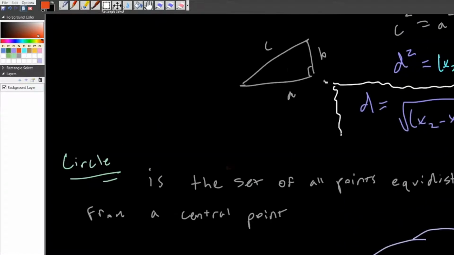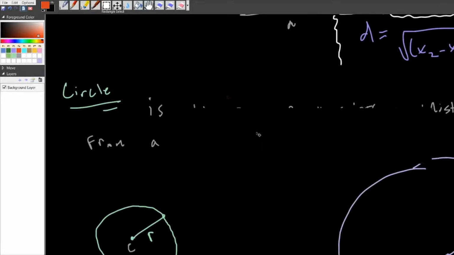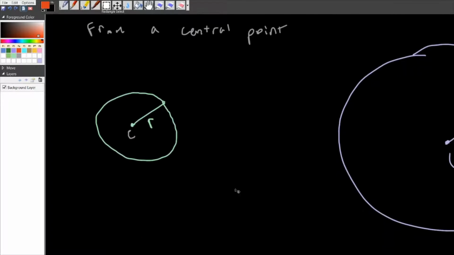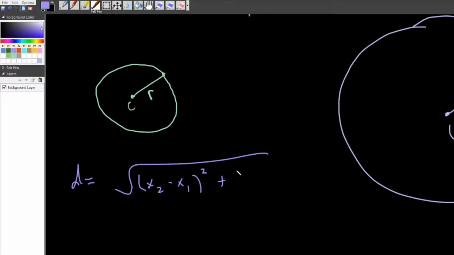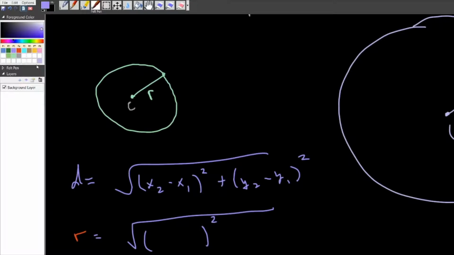Okay. So I'll just rewrite it. That's no big deal. So distance is the square root of the difference in the x coordinates squared plus the difference in the y coordinates squared. So what's the distance we're talking about here is r. So r equals the square root of the difference in the x coordinate squared. Well, the first x coordinate we'll just call x. That's any arbitrary point on the outside of the circle.